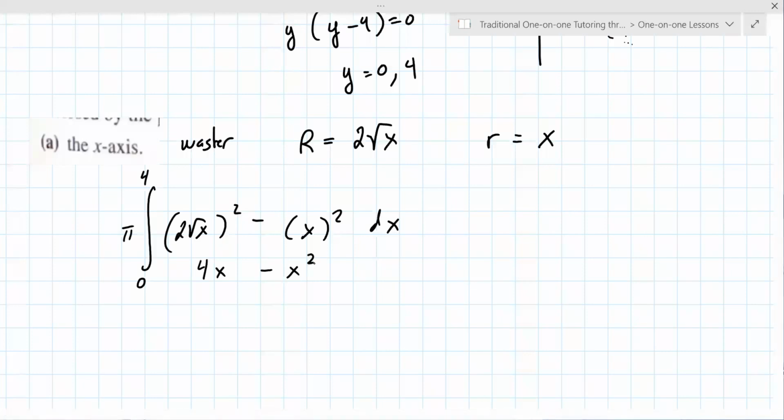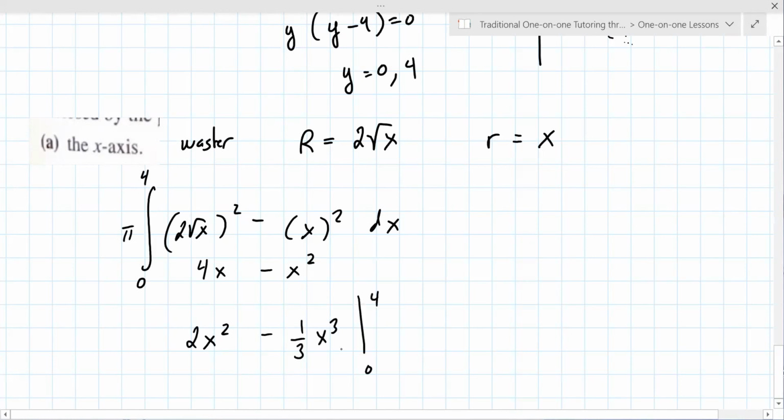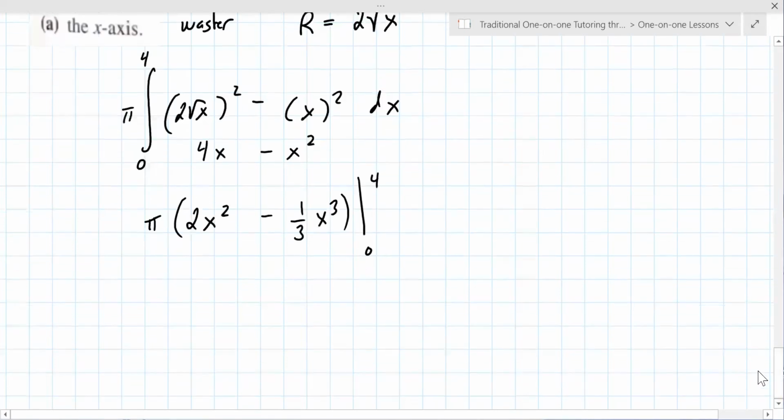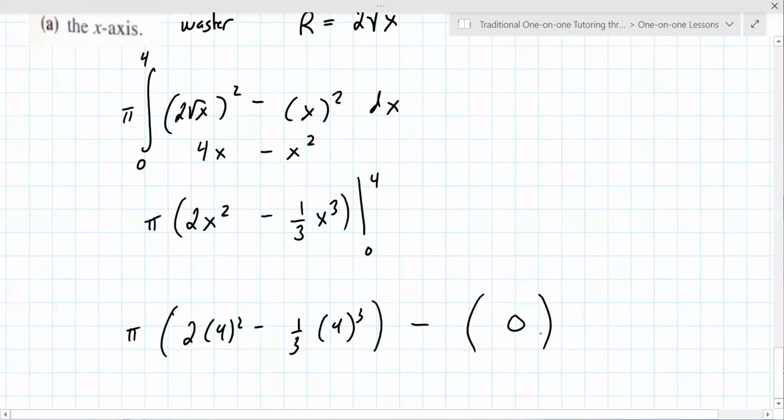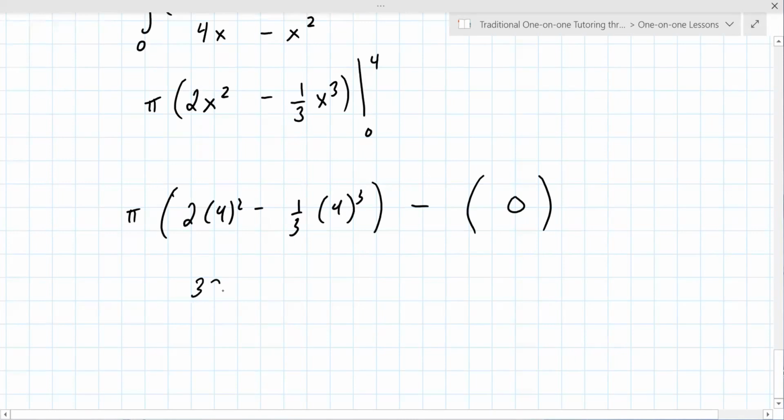So then that becomes 4x squared over 2, which cancels to 2x squared minus x cubed over 3, from 0 to 4. Oh, I forgot the pi. Whoops. Two times 4 squared minus 4 cubed over 3. 2 times 16, 32, minus 64 thirds, pi.